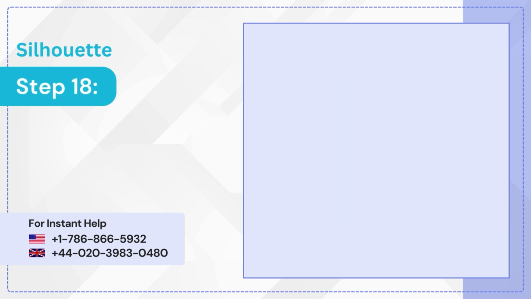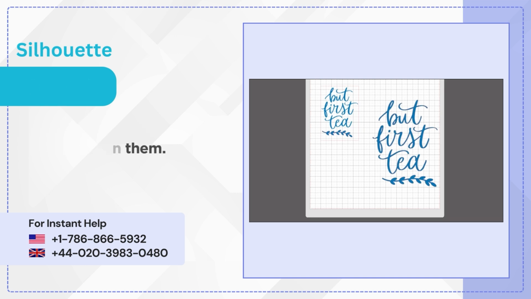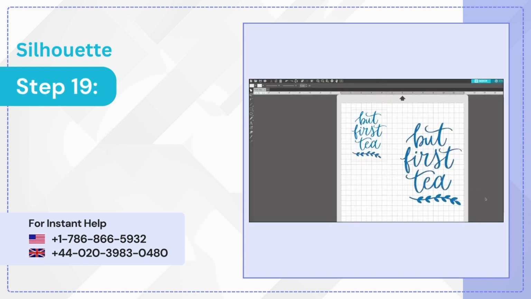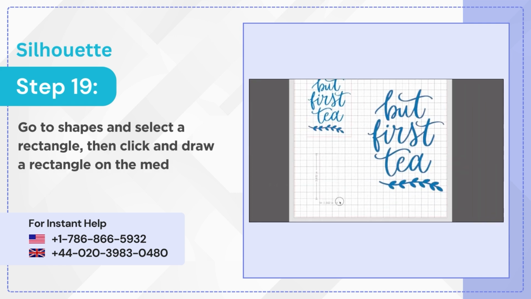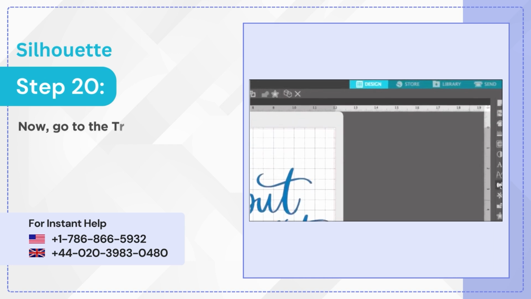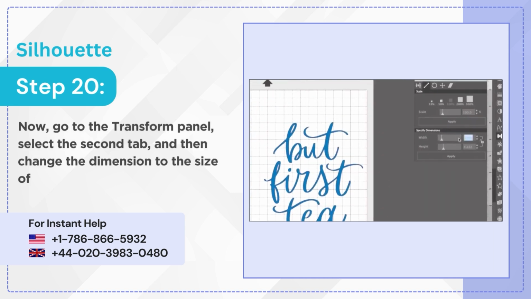Step 18. Select all the designs and reposition them. Step 19. Go to Shapes and select a rectangle, then click and draw a rectangle on the media. Step 20. Now go to the Transform panel, select the second tab and then change the dimension to the size of the design you need.